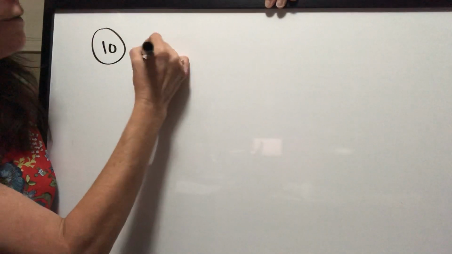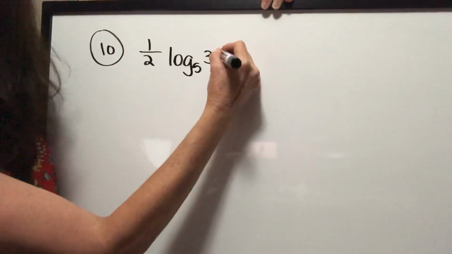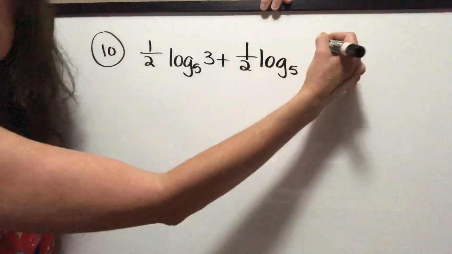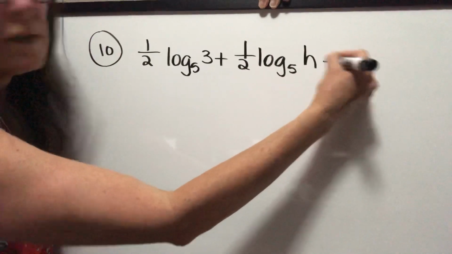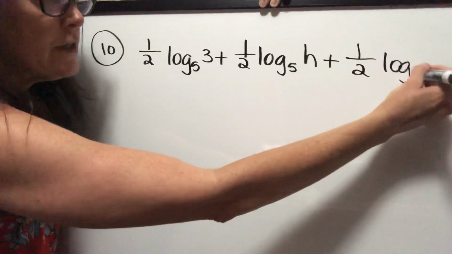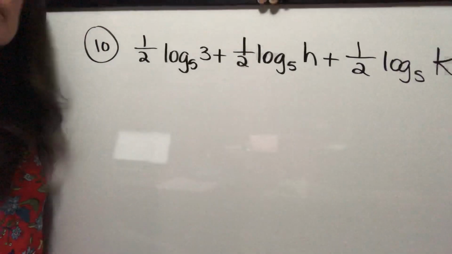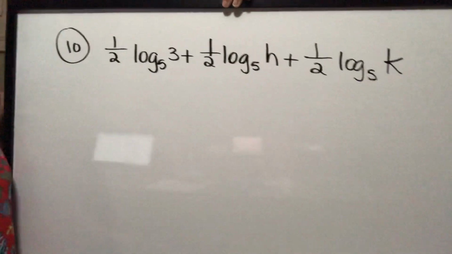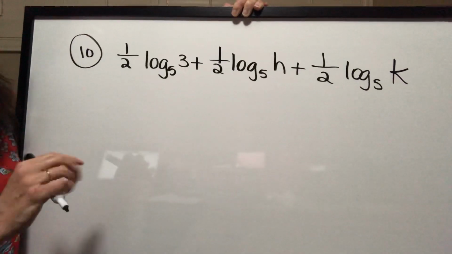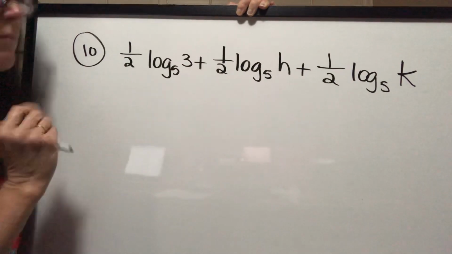So we have half log base 5 of 3, and then a half log base 5 of h, and another one, a half log base 5 of k. Okay, so we're going to have to do this one a little bit at a time. All of them have a half multiplied to the log, so those numbers become exponents.